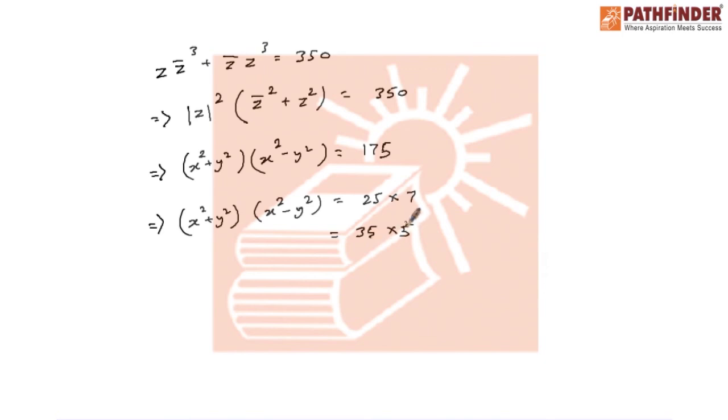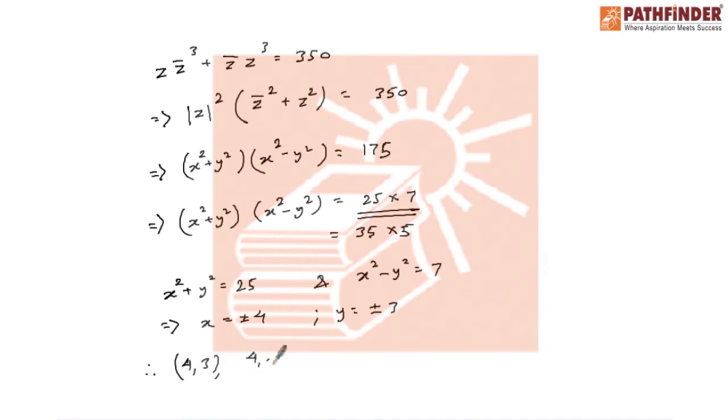Now remember that x and y are integers. So from the first equation here, that is considering 25 into 7, we can write x square plus y square equal to 25 and x square minus y square equal to 7, which gives us, on solving, x square equal to 16, that is x equal to plus minus 4, and y square equal to 9, that is y equal to plus minus 3. And hence the vertices of the rectangle become (4, 3), (4, minus 3), (minus 4, 3), and (minus 4, minus 3).